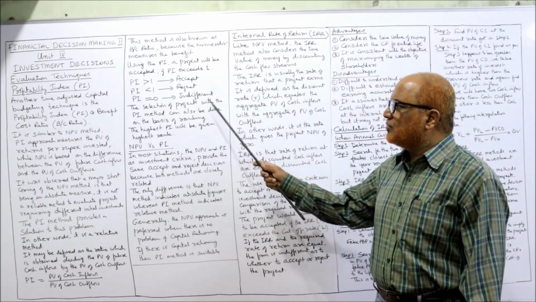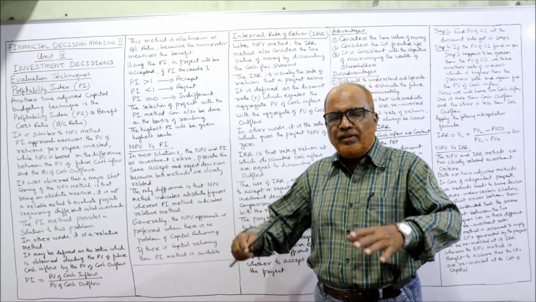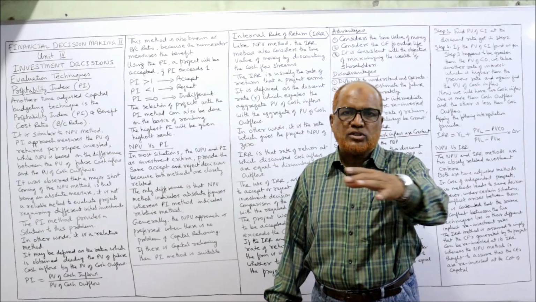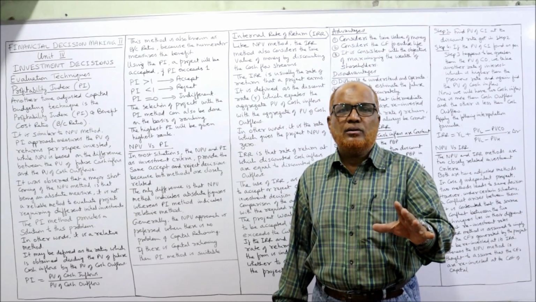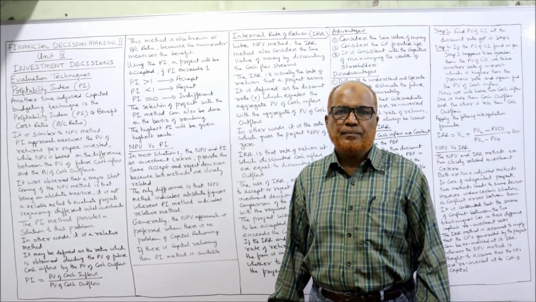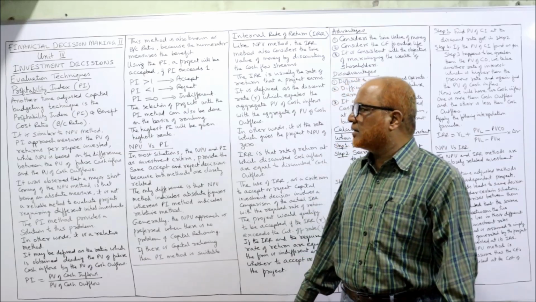The selection of the project with PI method can also be done on the basis of ranking. If we have more than one project, different projects are there, we can give the ranking. The highest PI, that project will be given first rank. Highest PI among all the projects will be given first rank, like that.